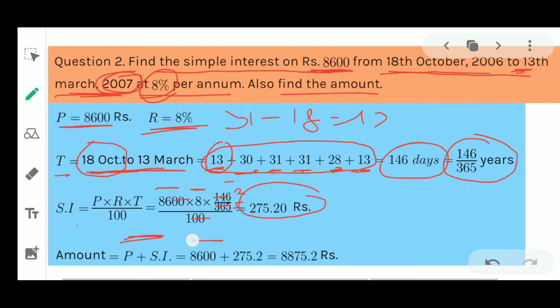P is 8600 plus 275.20, that is equal to 8875.20 rupees. That's the amount. Okay, and simple interest is 275.20 rupees.